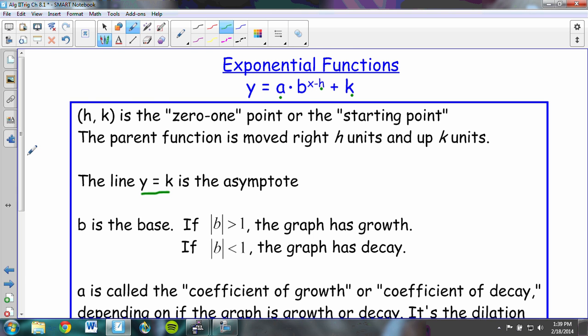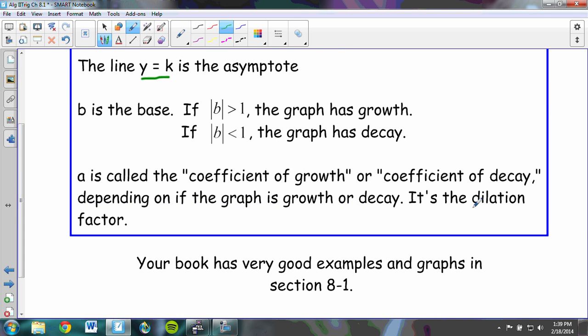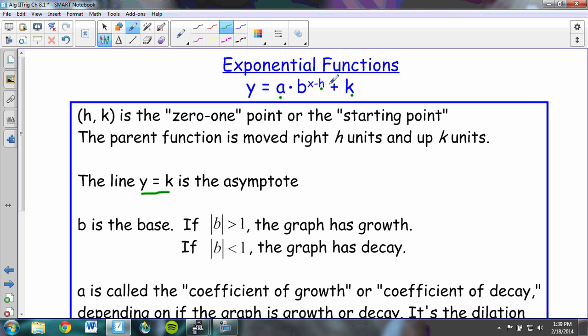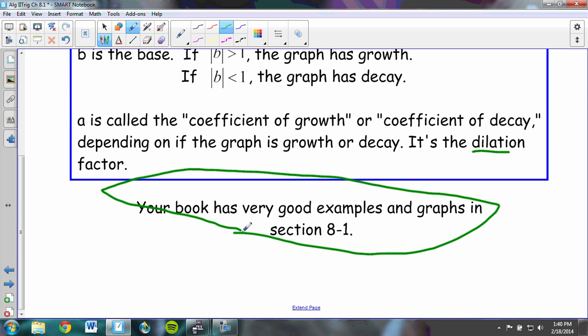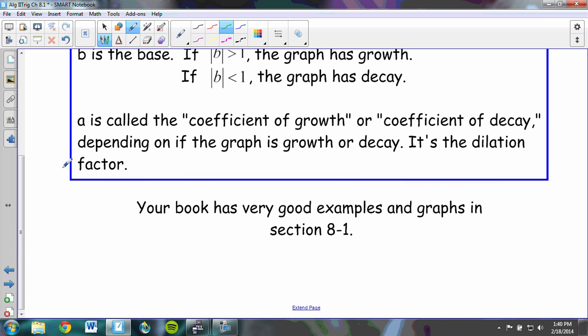The A value does the dilation. It's also called the coefficient of growth or the coefficient of decay. But A, H, and K do the same things they always do. If A is positive, the graph goes up. If A is negative, the graph goes down. If A is larger, the graph increases faster. If A is smaller, the graph increases slower. H moves the graph left and right. K moves the graph up and down. Your book actually has really good examples of this. I'm not super thrilled with your book in general, as you know, but this section it does very well.